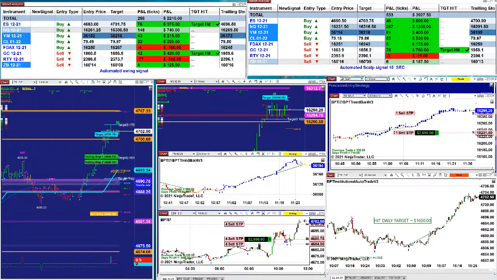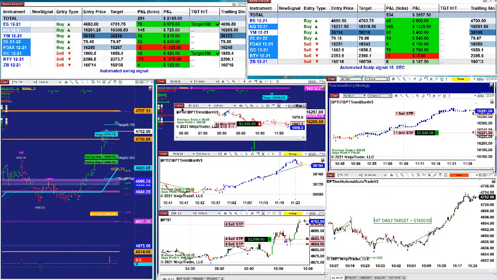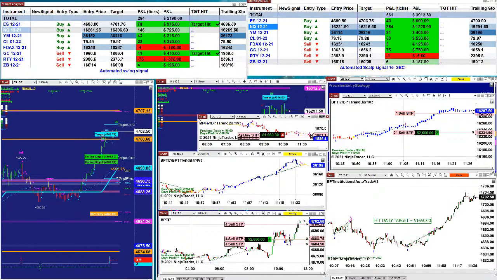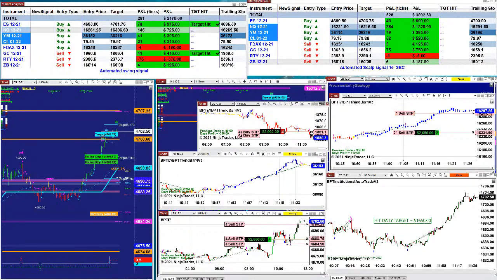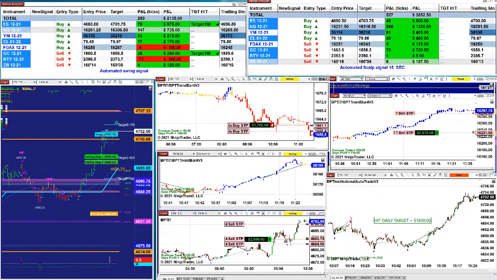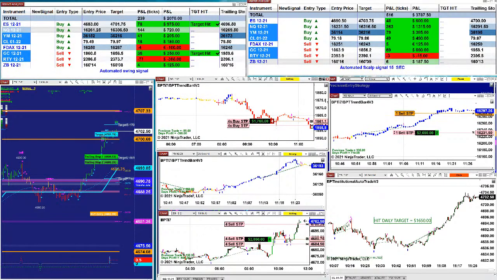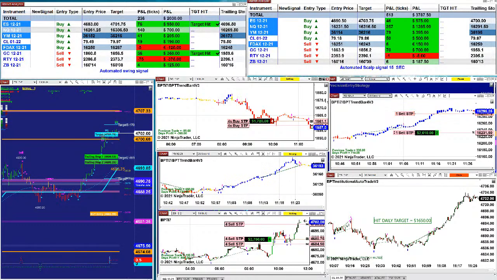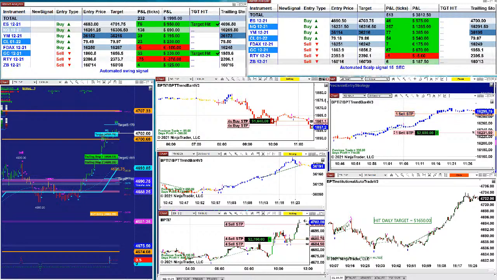Even on the gold, which has no connection with the ES, it's a couple $1,000 trade. And that indicates it all depends on the market movement. And when the market moves, they get almost the same average, you know. And when you have a disaster day, the market is not moving.